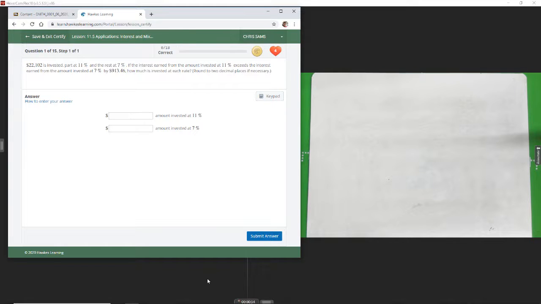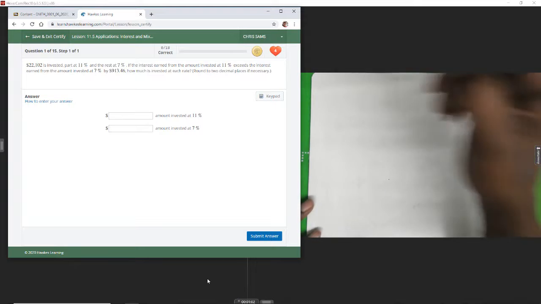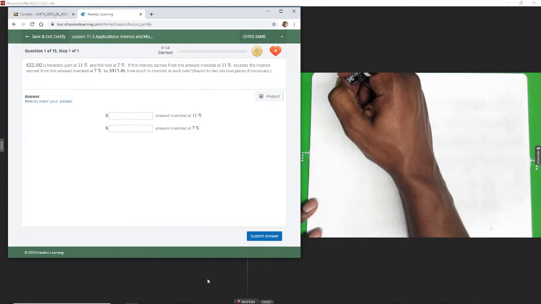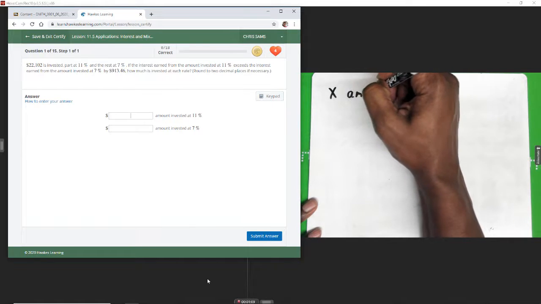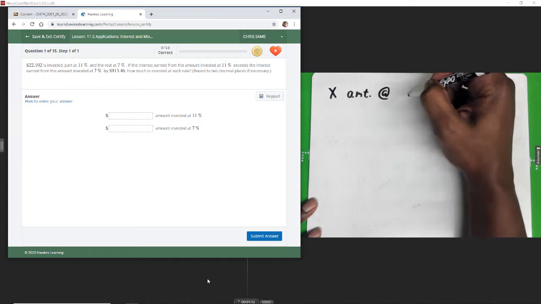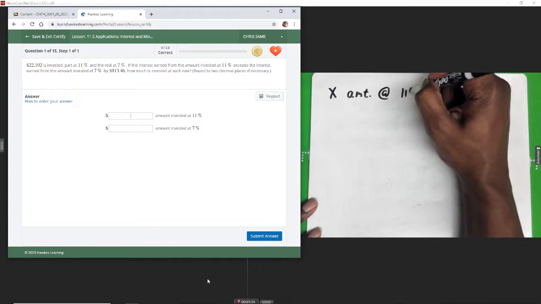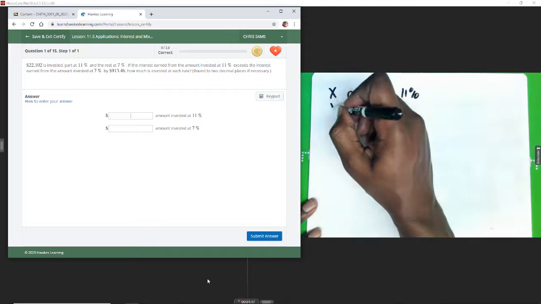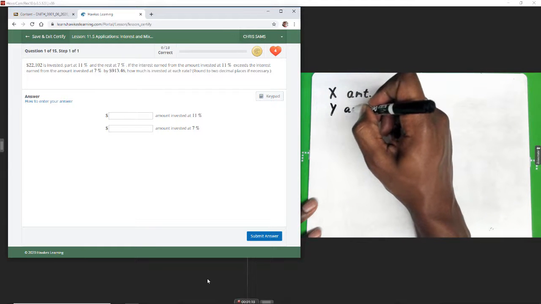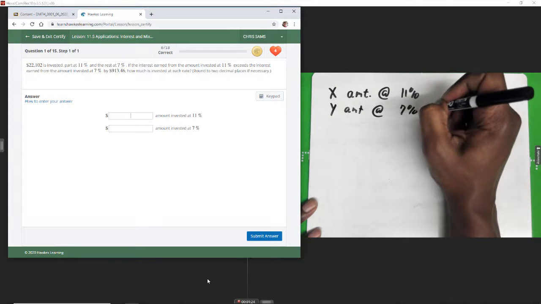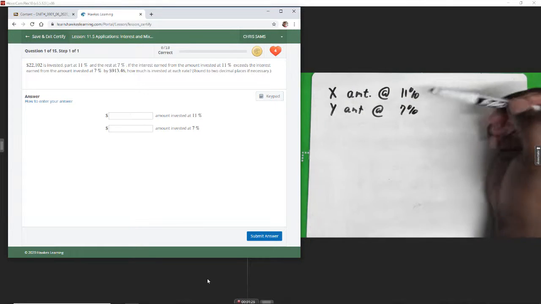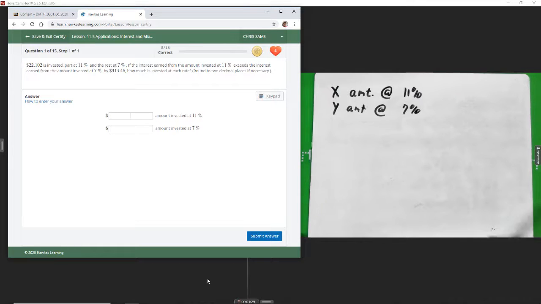Okay, so we have two things we don't know. For everything you don't know, you need an equation. So we have two unknown amounts of money, and I'm going to create a variable for those. I'm going to say x is the amount, I'm just going to abbreviate AMT, at the 11%. And we're going to let y be our other variable. y is the amount at 7%. Now, when we're using these percentages, we're going to have to convert them to decimals.